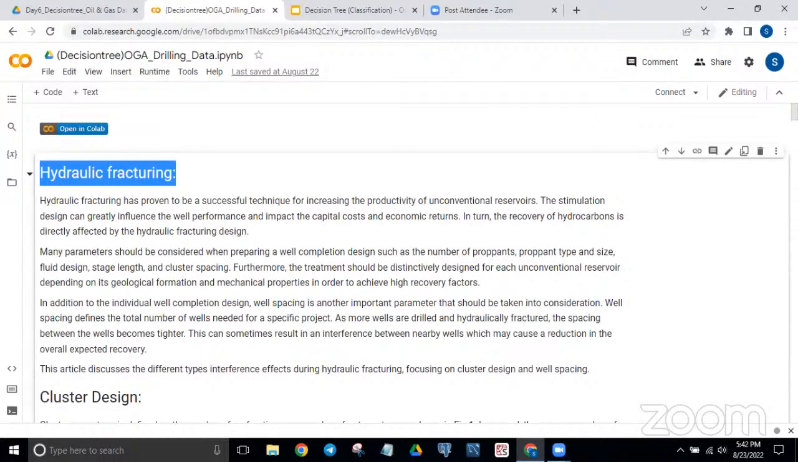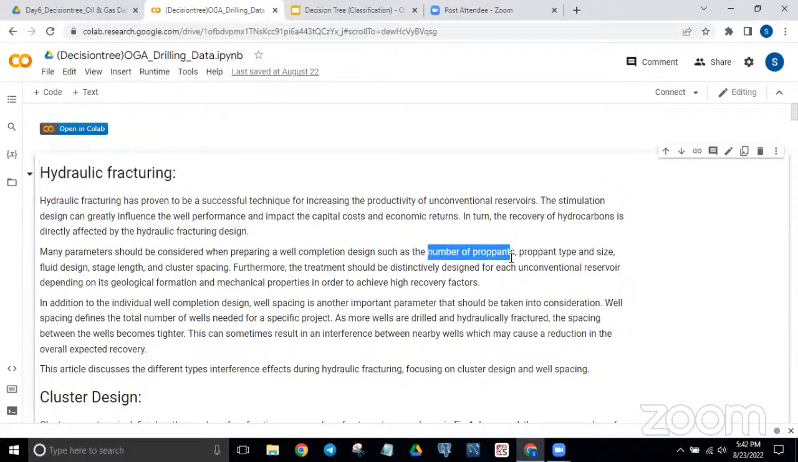Okay, so there are many parameters that will be available, such as the number of proppants, proppant type and size, fluid design, stage length, and cluster spacing. All these are very important when it comes to hydraulic fracturing. Based on that, we are trying to find some values here. The cluster design and well spacing are also very important.